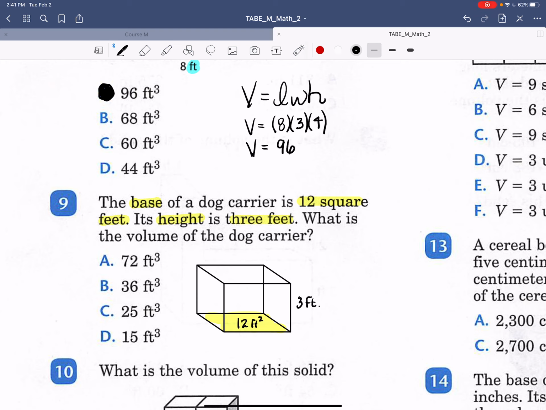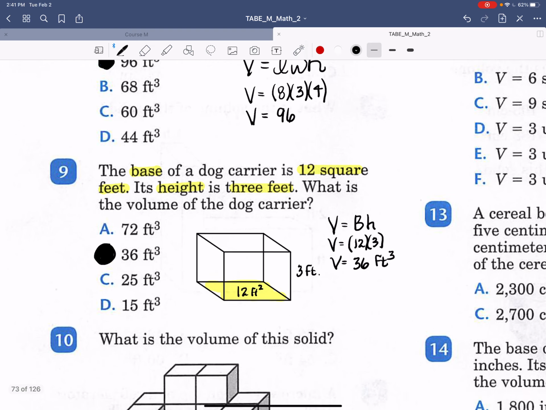So the formula that I want to use is volume equals the big old base times the height. So volume is 12 times 3, and that is 36 cubic feet. So I like B for that one. Sometimes they give you length and width, and sometimes they give you base. But either way, you can do these.